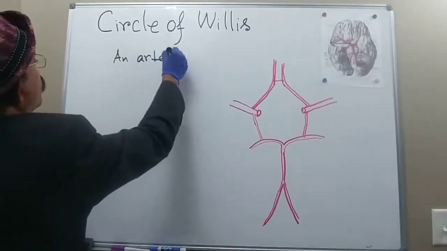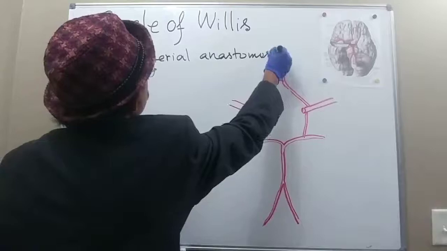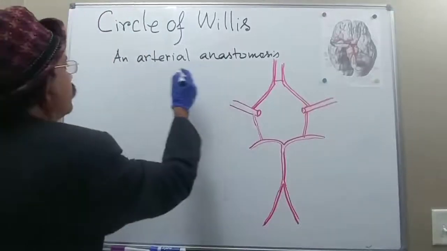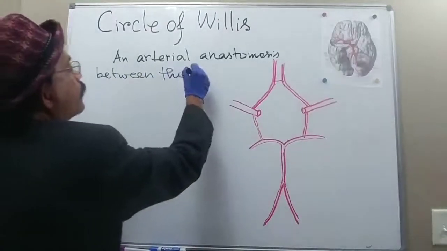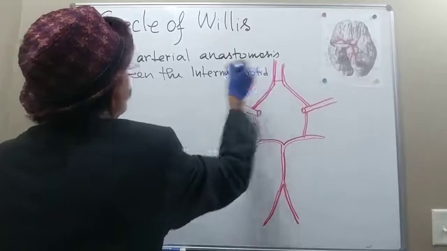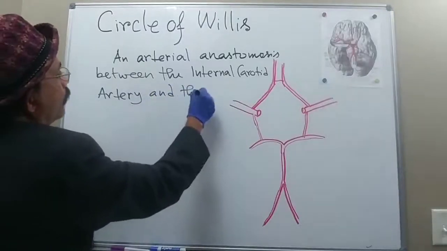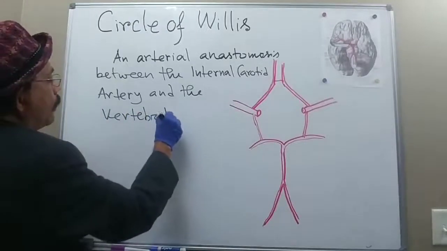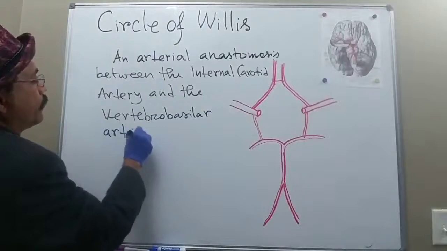The circle of Willis is an arterial anastomosis. It is also called circulus arteriosus, between the internal carotid artery and the vertebro-basilar arterial system.